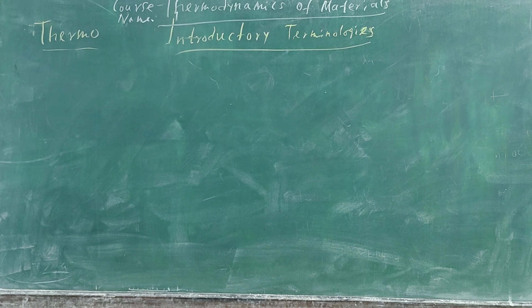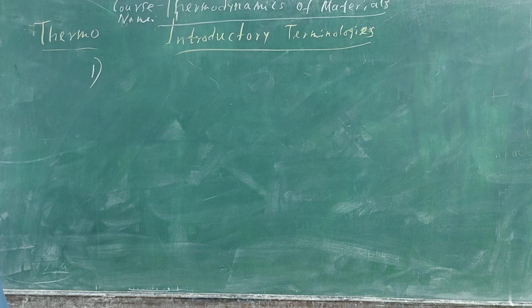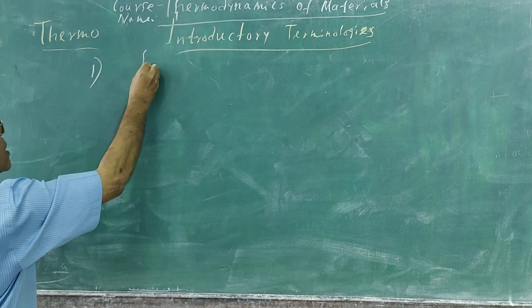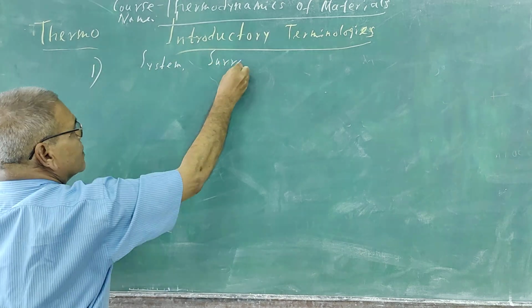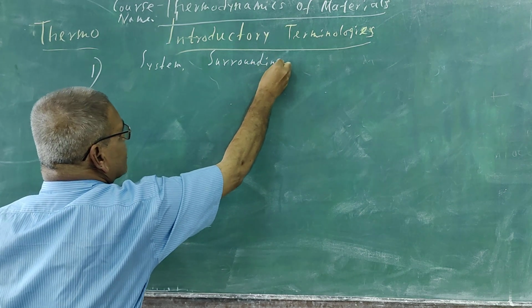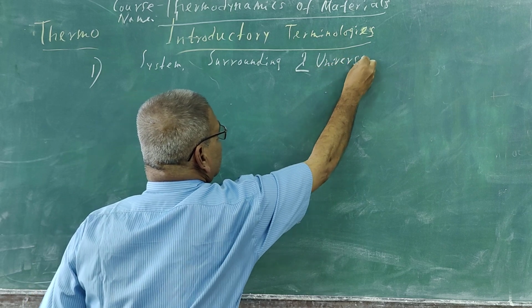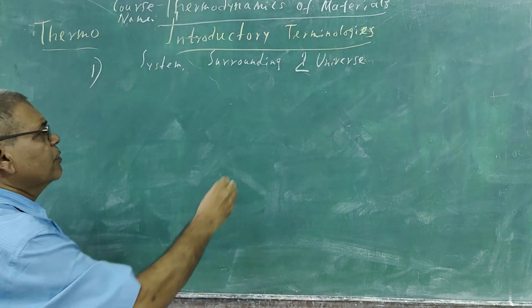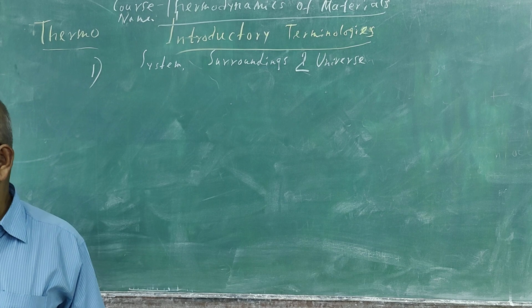Now I start. What are the introductory terminologies? I will go by 1, 2, 3, 4, etc. Very systematic subject, like mathematics. So first is system, surroundings and universe. These three we will actually take up.